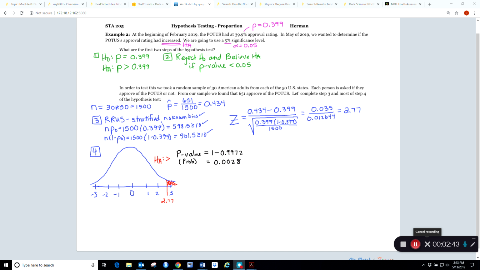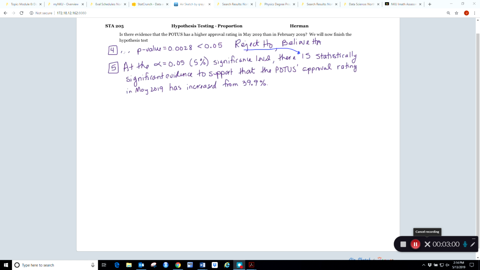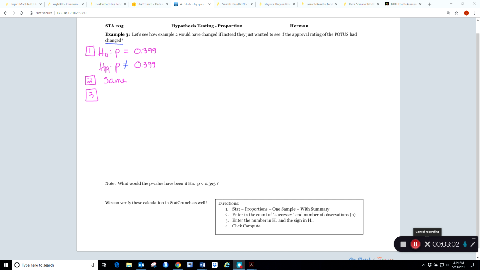So then moving over to our z, p hat is still 0.434. p0 is still 0.399. And n is still 1,500. So we're still going to get the same test statistic as well. So what that means for us is that step 3 doesn't change either.